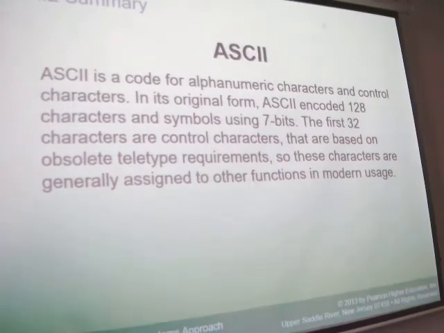ASCII is the third kind of code, for alphanumeric characters and control characters. In its original form, ASCII encoded 128 characters and symbols using 7 bits. The first 32 characters are control characters that are based on obsolete teletype requirements. So these characters are generally assigned to other functions in modern usage.